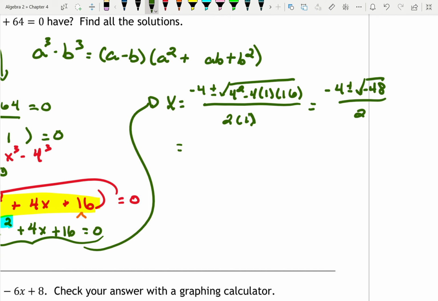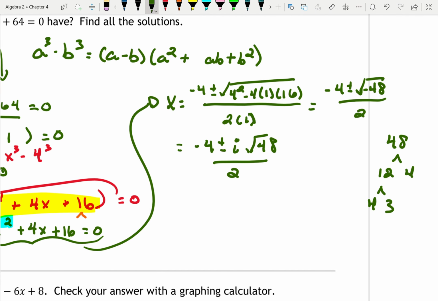Now we can see that negative under the root. That means we're going to have an imaginary solution, so we'll put that i there. We'll have negative 4 plus or minus i root 48 all over 2. And then we want to try to break apart the 48. That's 12 times 4, and 12 is 4 times 3. We could break apart the 4s, but I'm actually going to pause and circle them now, and then I'll circle the 3.